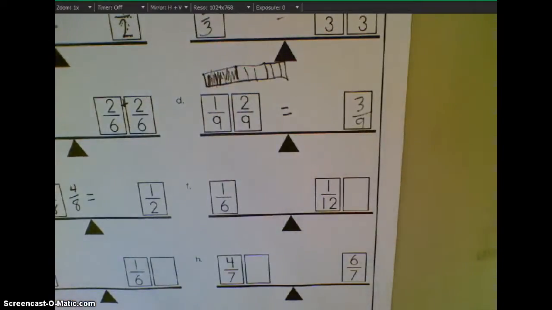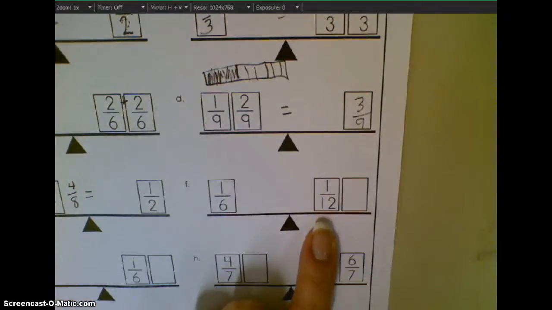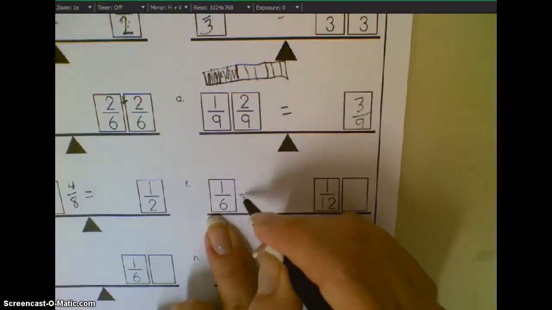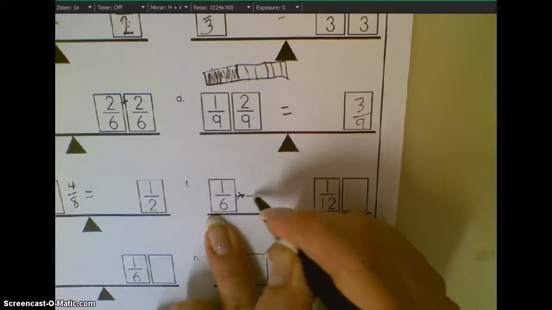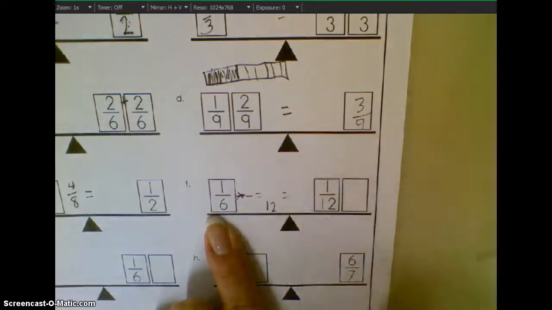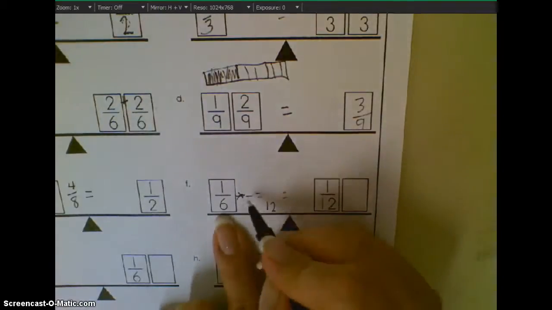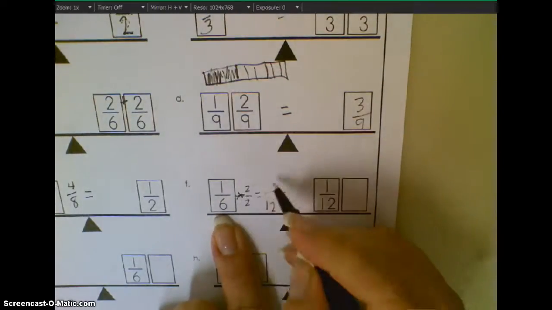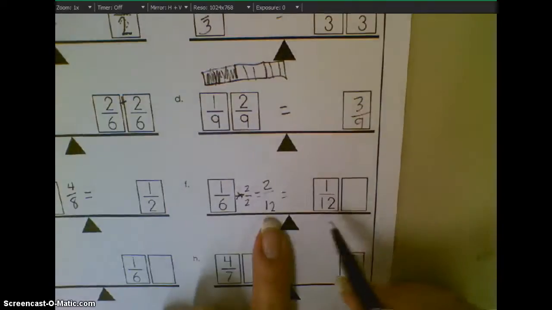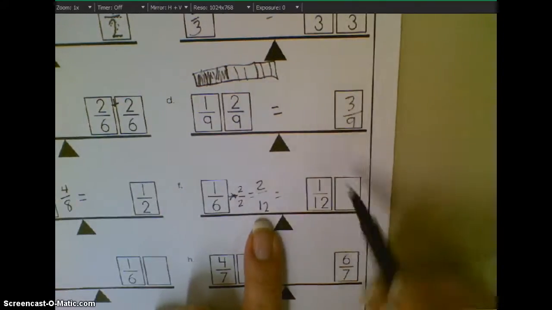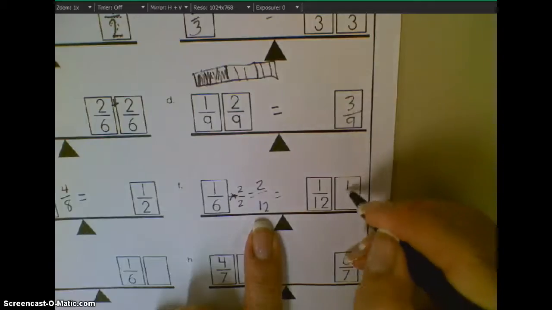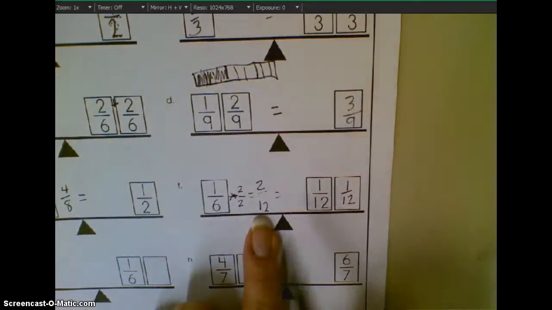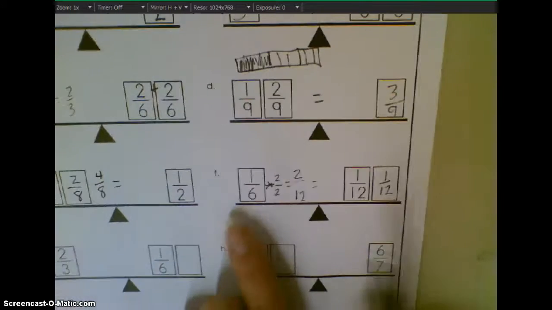This one, it's 6ths, and over on this side we've got 12ths. So I'm going to multiply it by something that will have 12 as a denominator, so I can at least have a common denominator, and I'm going to multiply it by 2/2. 6 times 2 is 12, 2 times 1 is 2, so 2/12 is what I'm looking for to make sure that this side is equal. If I've got 1/12, I need another 1/12 on this side to make it even, 2/12. And we know that 2/12 is the same as 1/6.